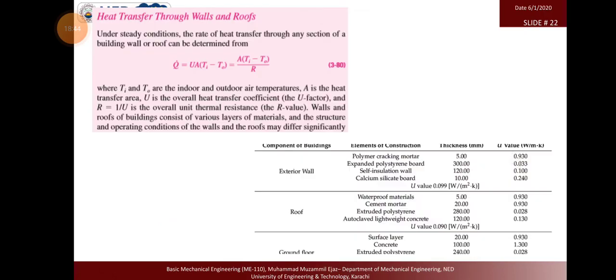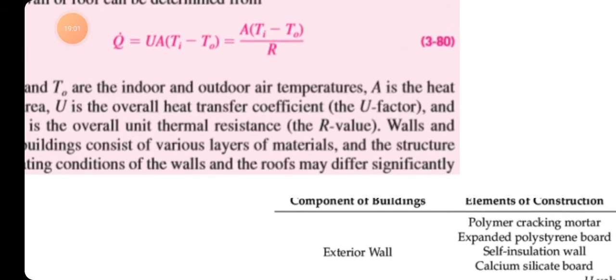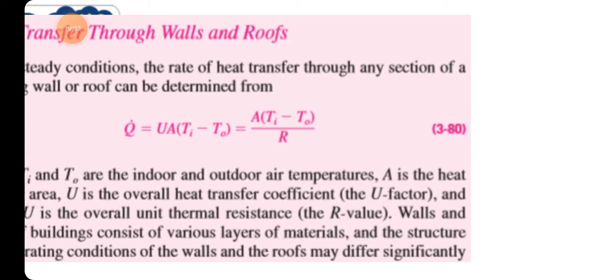Now in construction materials, some materials are given by the overall heat transfer resistance, and some construction materials are given by the overall heat transfer coefficient. So you know the formula of this, A times T1 minus T0 divided by resistance.